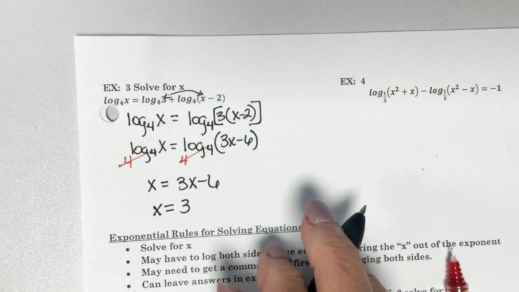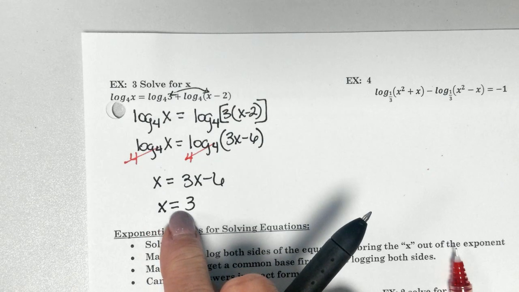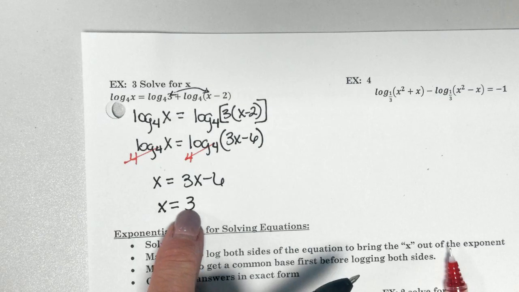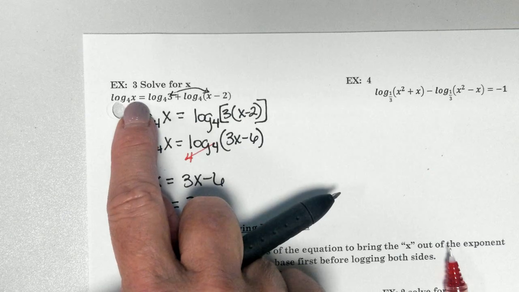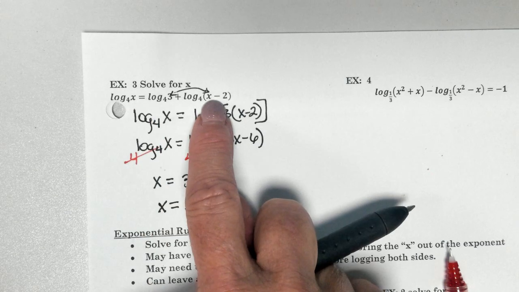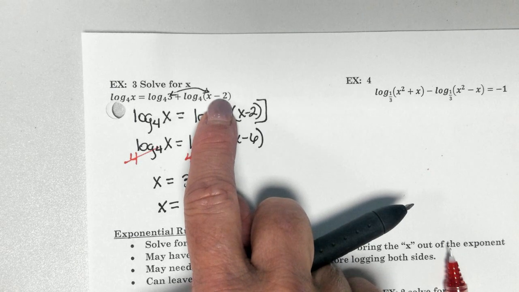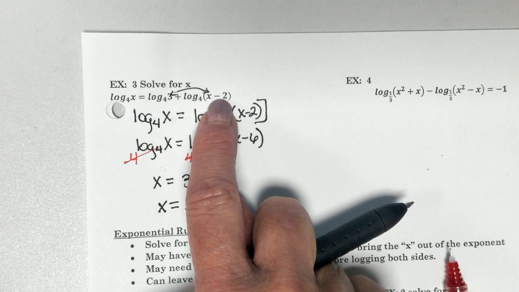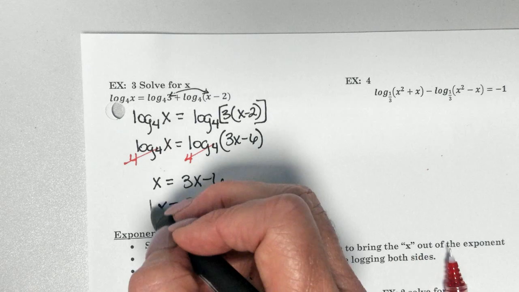And the last thing you need to do when you solve this is make sure that that 3 is valid. Okay? By being valid, I can plug it back in for every x in my original equation. Can I take the log of a 3? Yes. Can I take the log of a 3 minus 2? What is 3 minus 2? 1. Can I take the log of 1? What is the log of 1? 0. Okay? So we're golden right here. We're good. So this is a valid answer.